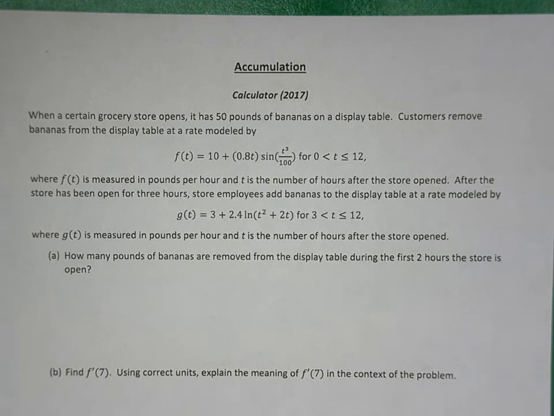When a certain grocery store opens, it has 50 pounds of bananas on a display table. Customers remove bananas from the display table at a rate modeled by f of t, where t is between 0 and 12. F of t is measured in pounds per hour. T is the number of hours after the store opened. After the store has been open for 3 hours, store employees start adding bananas to the display table at a rate modeled by G of t, where t is between 3 and 12. G of t is also measured in pounds per hour, and t is the number of hours after the store opened. Okay, so again, one more time.